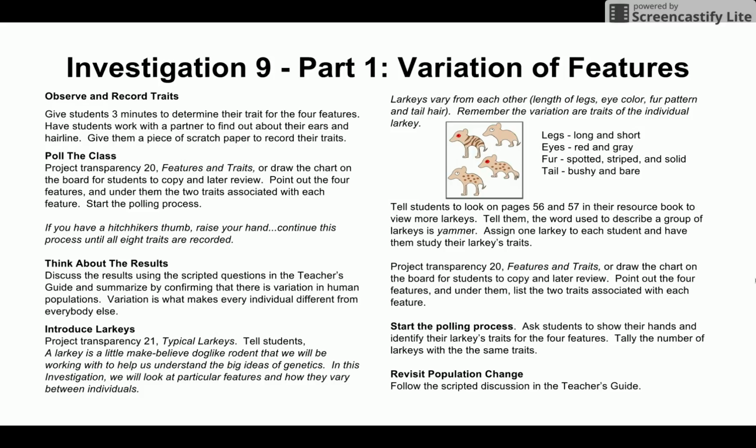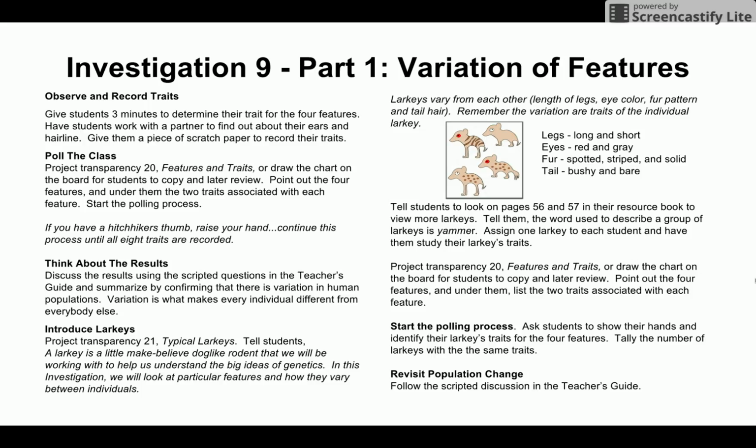Poll the class using Transparency 20, Features and Traits, or draw the chart on the board. Point out the 4 features and under them the 2 traits associated with each. Start the polling process. Discuss the results using the scripted questions in the teacher's guide and summarize by confirming that there is variation in human populations and that variation is what makes every individual different from everybody else.